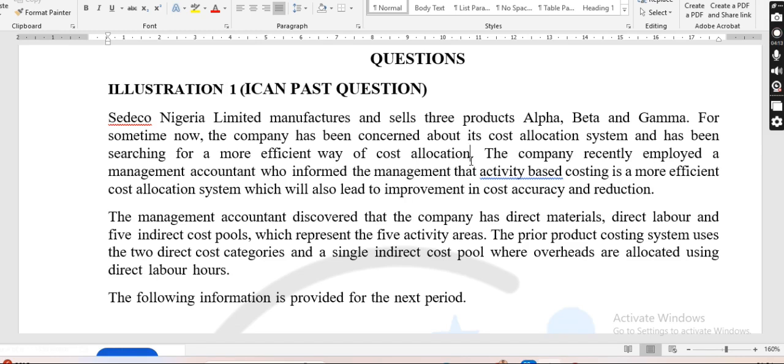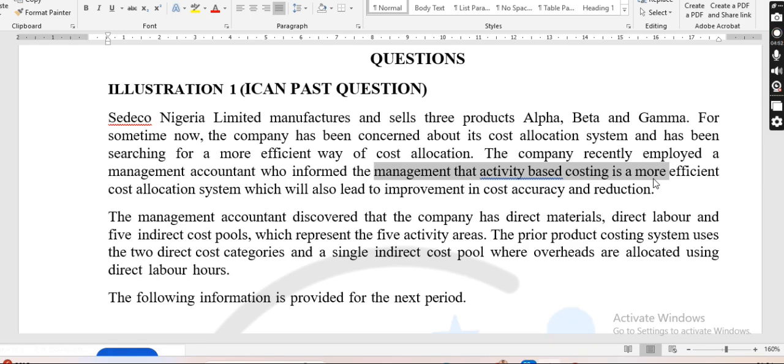Now, the company recently employed a management accountant who informed the management. You could be the management accountant that will say that activity-based costing is a more efficient cost allocation method, which will also lead to improvement in cost accuracy and reduction. I can disagree with that part, because costing is expensive though.